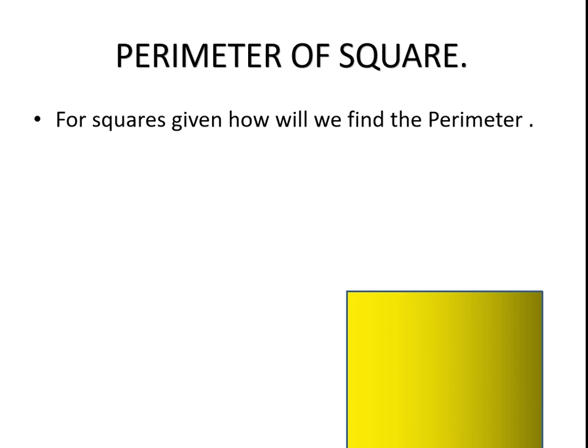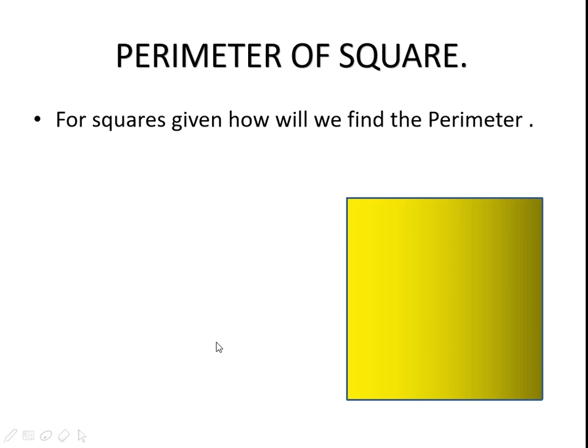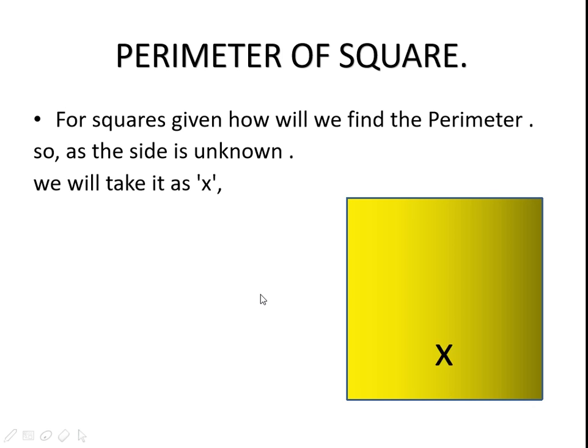Now this is a yellow square here, and for this square we have to find the perimeter. What is the difference between this square and the previous square? In the previous one the measure was given, but in this one the sides are unknown. So let us suppose that it is x. In maths, if we don't know the number, instead of a number we put an alphabet over here. The alphabet should be a small letter, small a, b, c, d up to z. So let us suppose that x is the measure of this side.